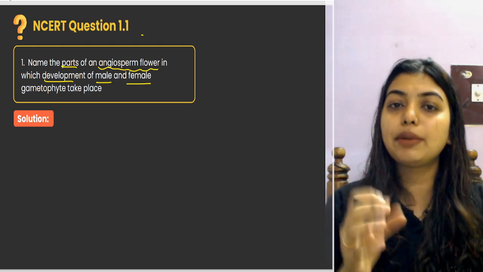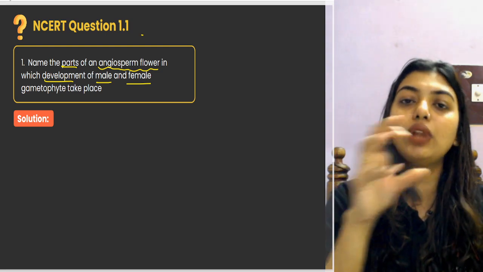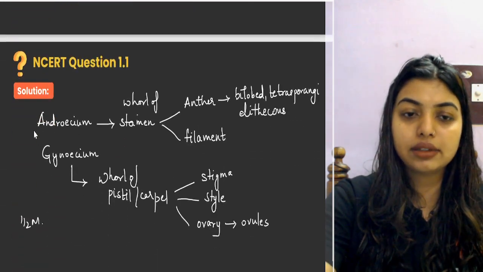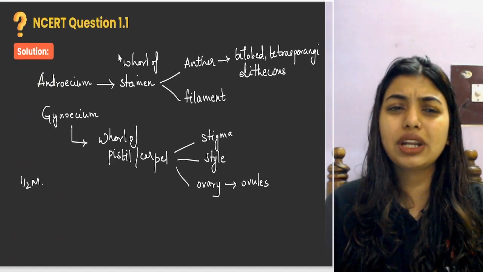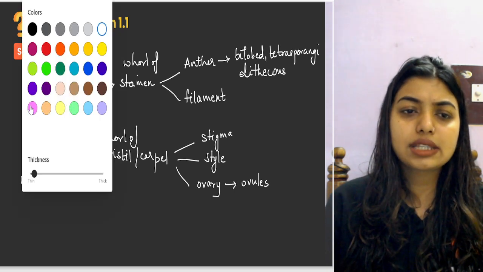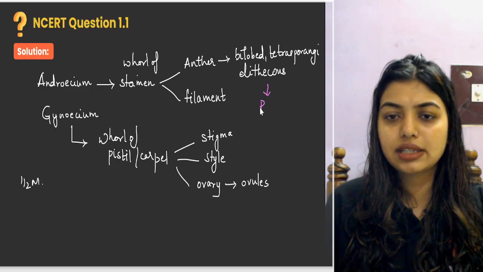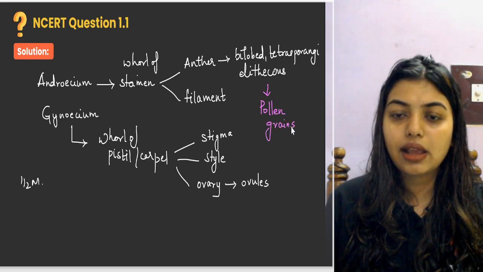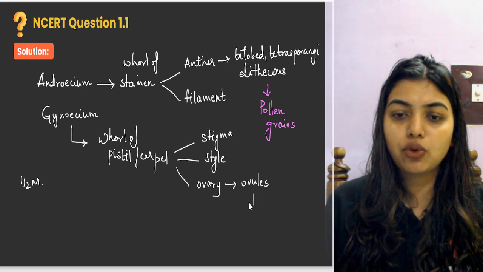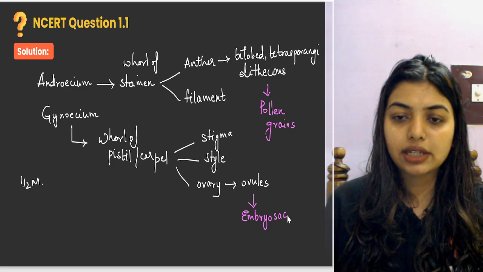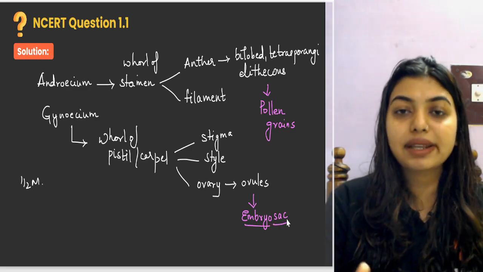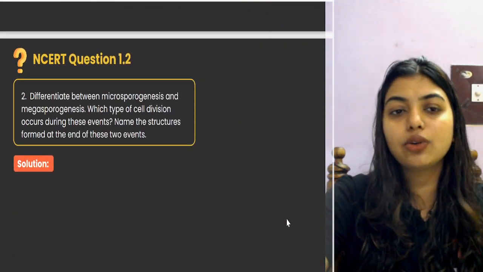So the first question says, name the parts of an angiosperm flower in which development of male and female gametophyte takes place. They are talking about the ovule as well as the pollen grain. So here I would suggest that after you write about stigma and anther, go for a single line talking about the pollen grains, because that is a gametophyte, and how they will bear the male gamete. At the same time, when you talk about the ovules, talk a little about the embryo sac. I'm not going to spoon feed you the answer, but I'm going to tell you what is expected of you and what you have to prepare, because I know all my students know the concept.